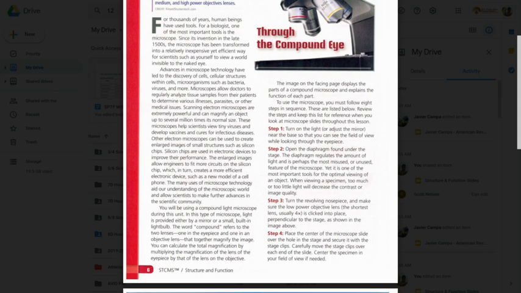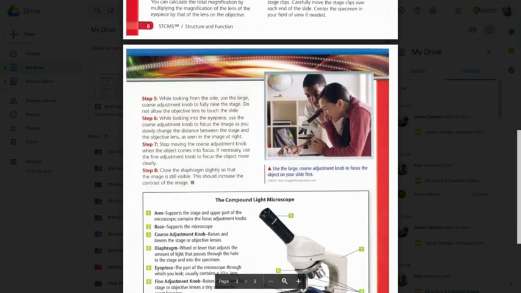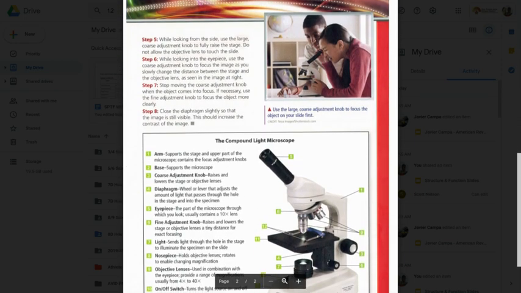Step 4. Place the center of the microscope slide over the hole in the stage and secure it with the stage clips. Carefully move the stage clips over each end of the slide. Center the specimen in your field of view if needed. Step 5. While looking from the side, use the large coarse adjustment knob to fully raise the stage. Do not allow the objective lens to touch the slide.